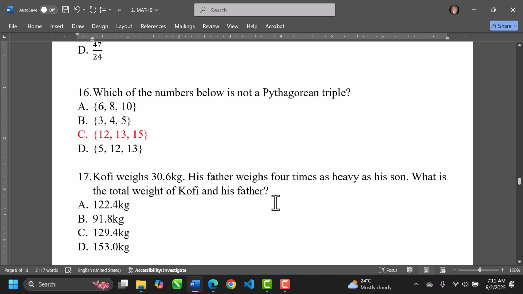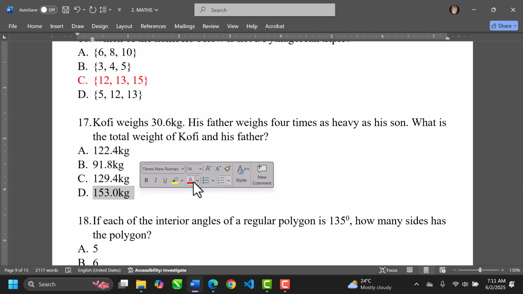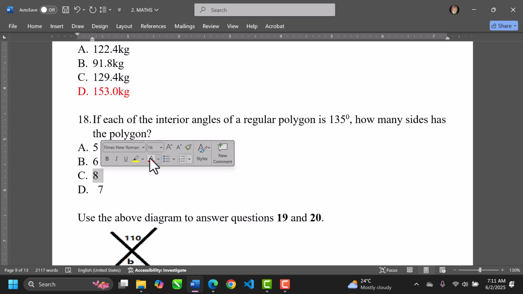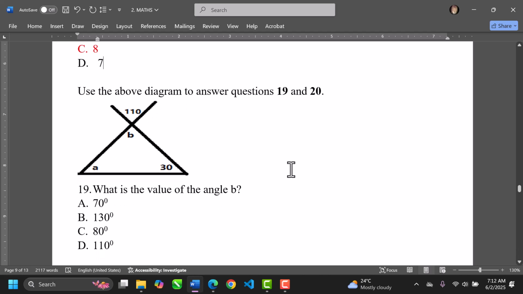Number 17, look at the question very well. Kofi weighs 30.6 kg. His father weighs 4 times as heavy as his son. What is the total weight of Kofi and his father? The answer is D. Now let's go to 18. If each of the interior angles of a regular polygon is 135 degrees, how many sides has the polygon? The answer is C, 8. Question 19, look at the chart, the figure that we have, and use it to answer the question. The answer is D, 110.